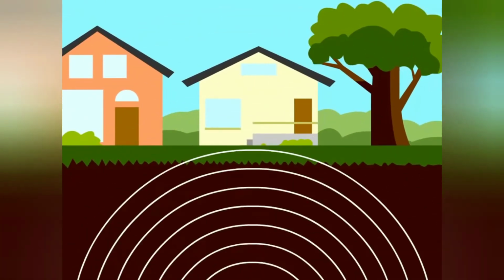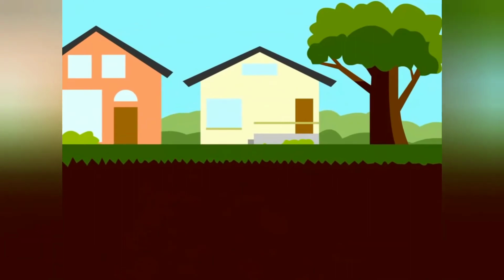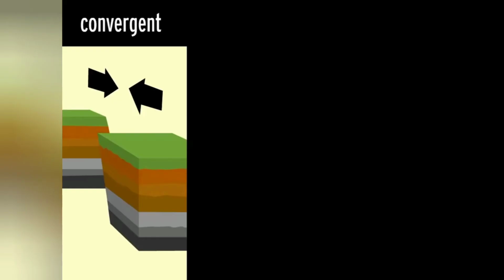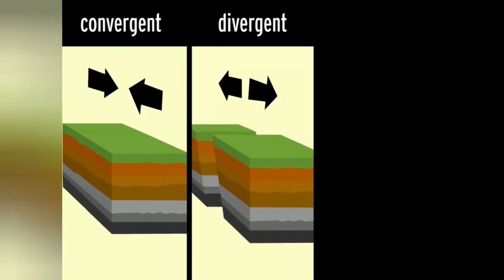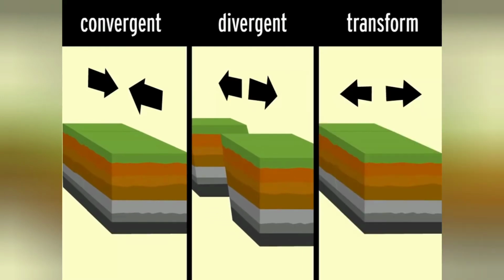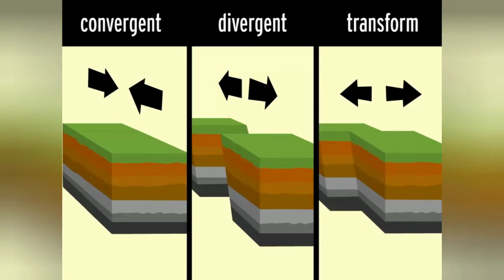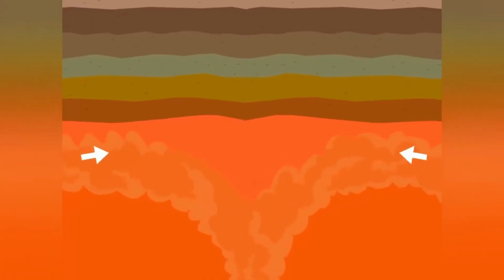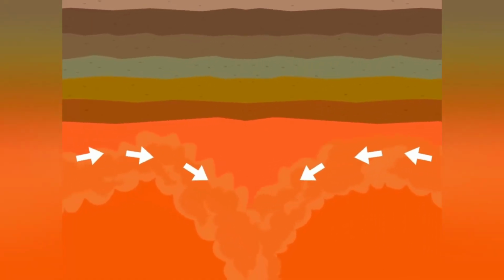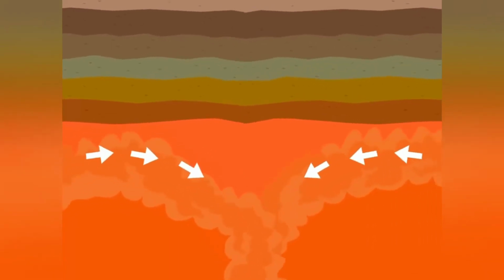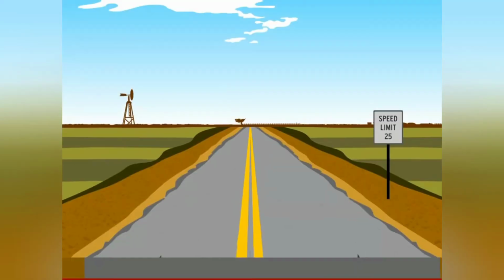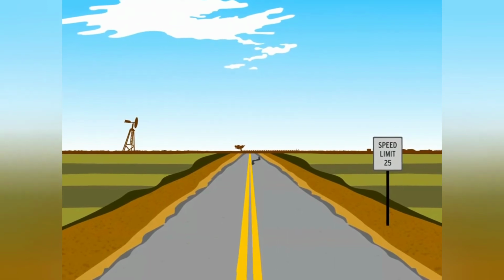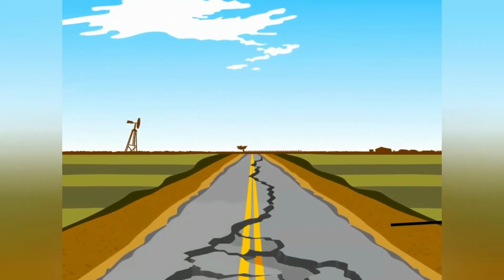Seismic activity is greatest along plate borders. At convergent boundaries where two plates collide. At divergent boundaries where they pull apart. And at transform boundaries where they slide past each other. At all three boundaries, there's enormous pressure on the Earth's crust. That's the topmost layer of the lithosphere. The pressure can build up for years. The longer it takes to release, the bigger the earthquake.